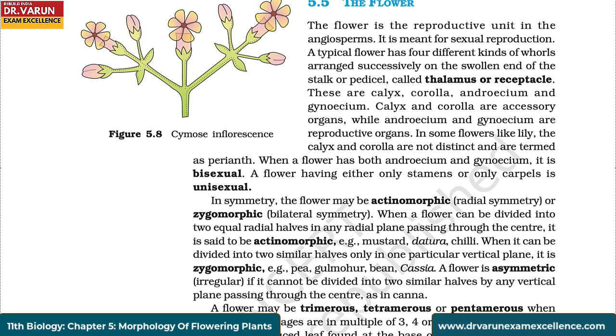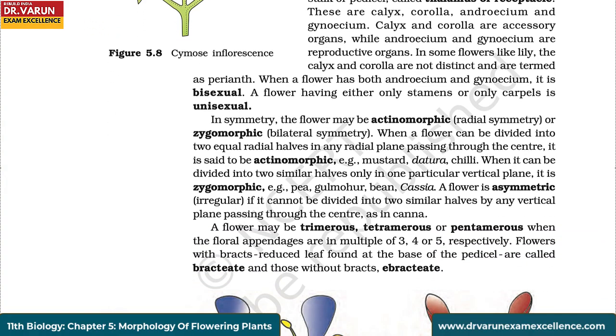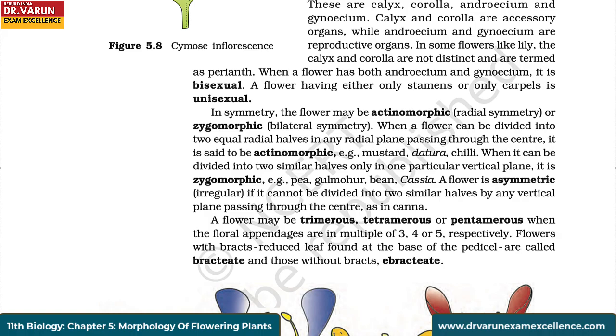When a flower has both androecium and gynoecium, it is bisexual. A flower having either only stamens or only carpels is unisexual. In symmetry, the flower may be actinomorphic, radial symmetry, or zygomorphic, bilateral symmetry. When a flower can be divided into 2 equal radial halves in any radial plane passing through the center, it is said to be actinomorphic. Example: mustard, datura, chili. When it can be divided into 2 similar halves only in one particular vertical plane, it is zygomorphic. Example: pea, gulmohar, bean, cassia.